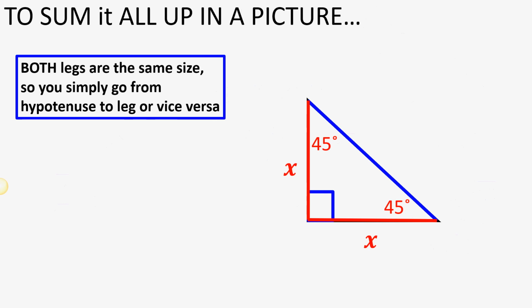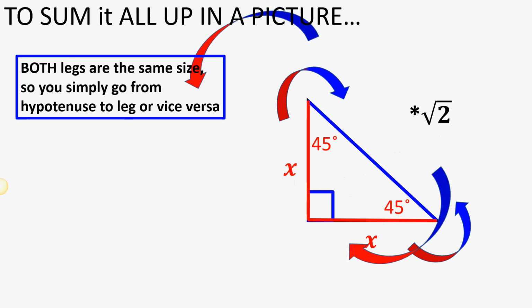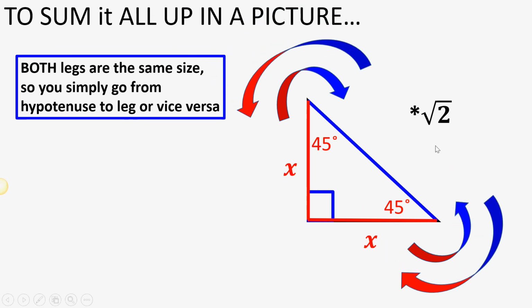So, sum it up in the picture. Both legs are the same, so you're simply either going from the hypotenuse to the leg or vice versa. From legs to hypotenuse, what do we do? Times radical 2. Why did I not write the answer on here? It's okay. To go backwards is divided by radical 2.